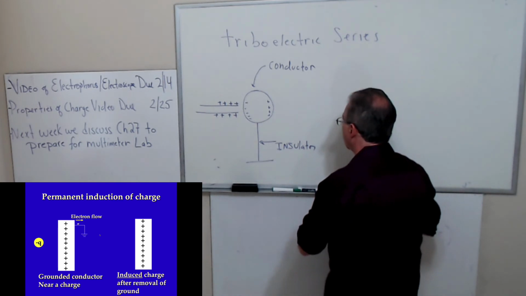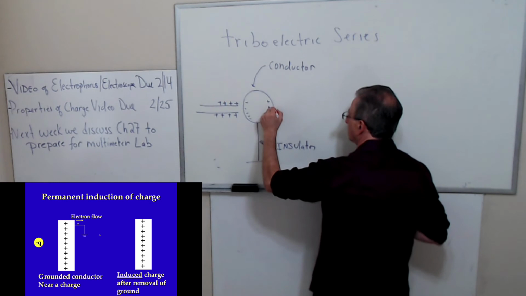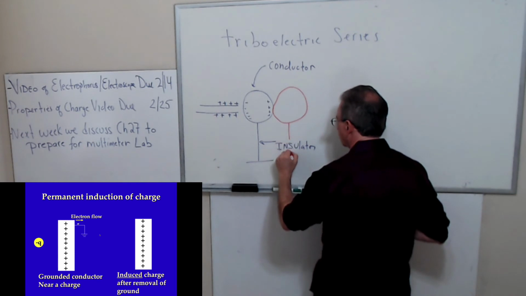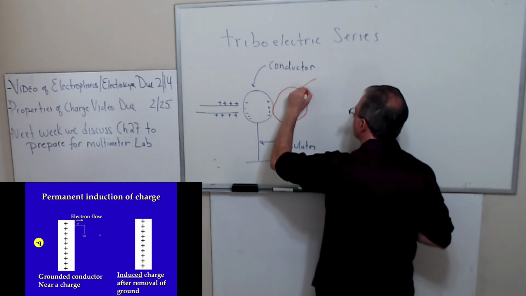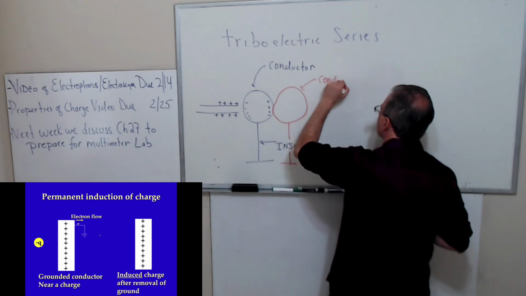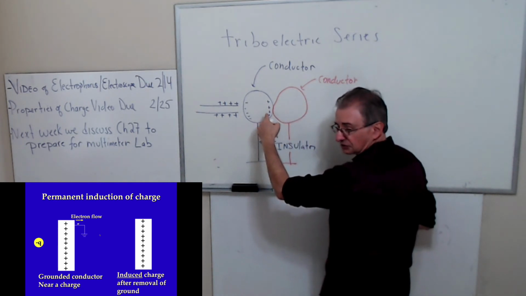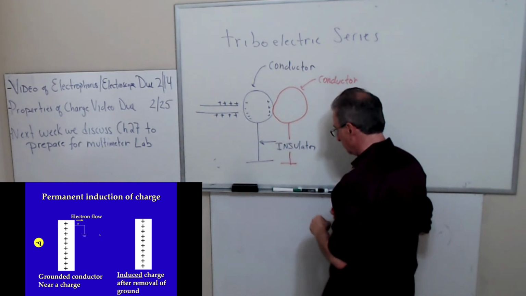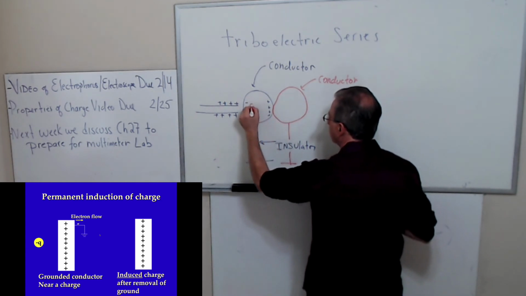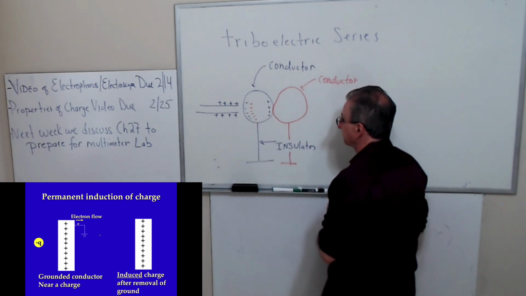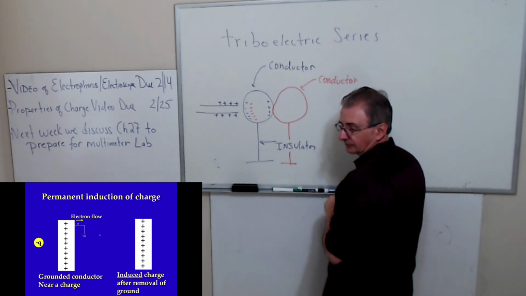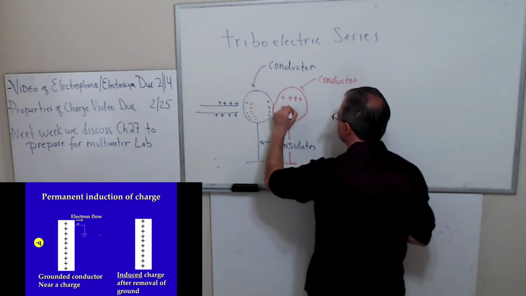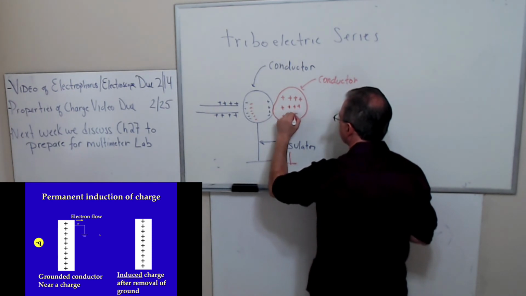Now, suppose I take another one of these devices. It's a conductor. And I touch it to the first one. What do you think is going to happen? What do you think is going to happen to the electrons in this one? The electrons are going to go here. And then they're going to leave this positively charged. And then I just separate them.